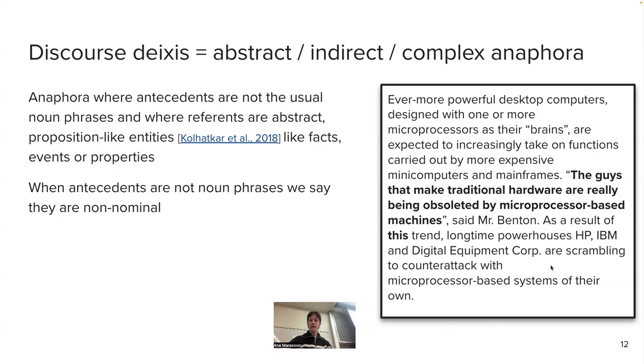Here, an example of this is: the guys that made traditional hardware are really being obsoleted by microprocessor-based machines, said Mr. Benton. And as a result of this trend, so this trend is referring to this whole idea of the guys who are making traditional hardware being obsoleted by microprocessor-based machines. This is super useful if this pronoun is included in some kind of opinion expression: you can trace back what this person thinks about the other person, only if you know what this pronoun refers to. So it enables you to understand the relationship between entities if you are able to point to pieces of text that happened before the pronoun.